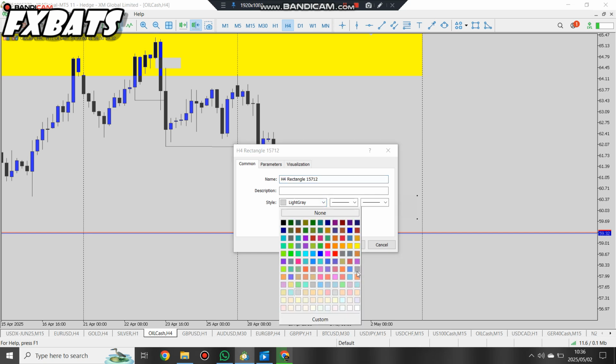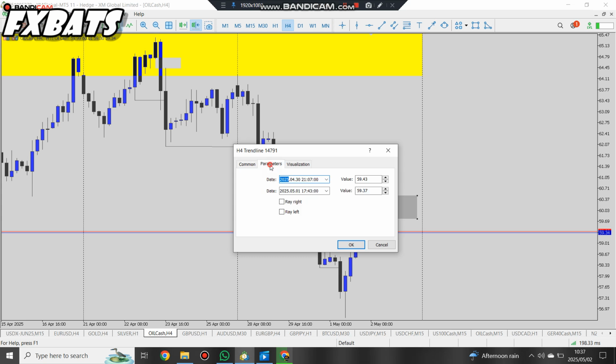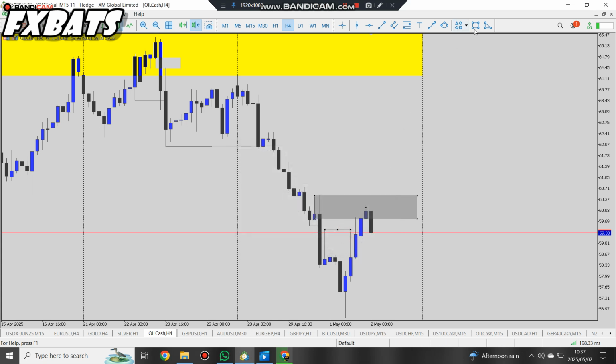I'm just going to explain why. This is the best area. This is the origin. Basically, this supply area was some kind of inducement, which we wanted to take out before we continue selling. Since this is the most recent supply, this is the break of structure. It was some kind of inducement.